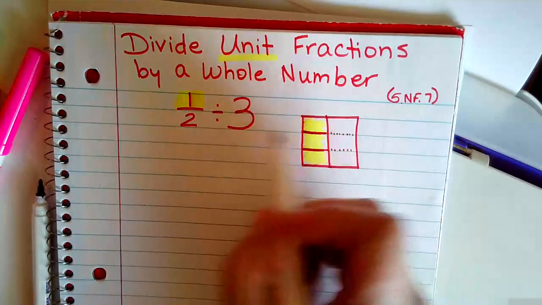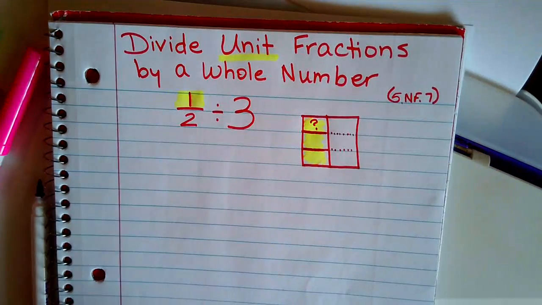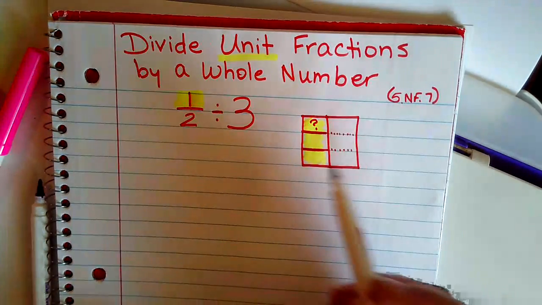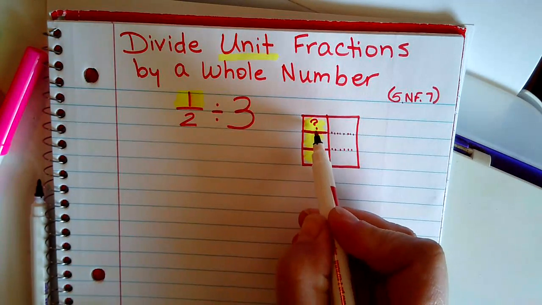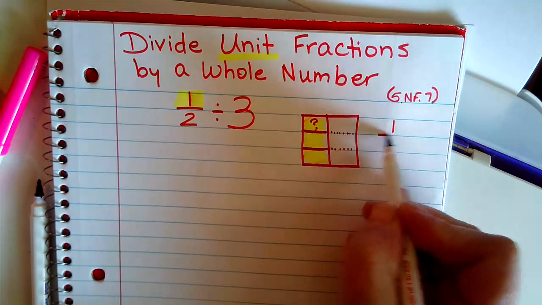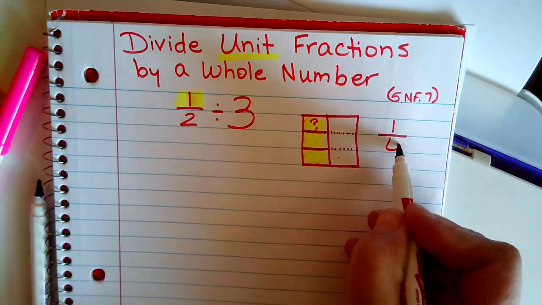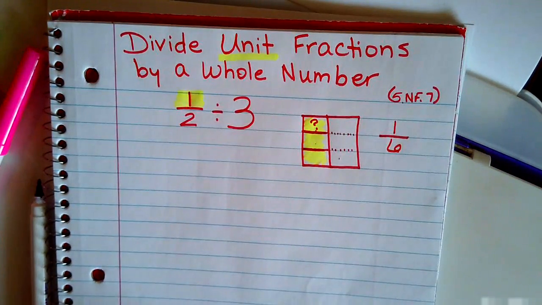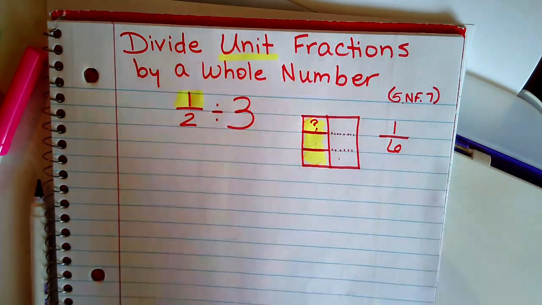Now what this problem wants to know is the value of this little rectangle right there, that piece. So as we look at this whole right here, we can see that it is 1 part of 6 parts altogether. So 1/2 divided by 3 is 1/6.